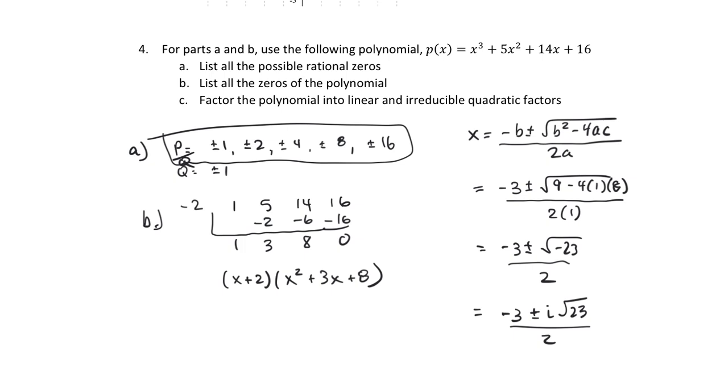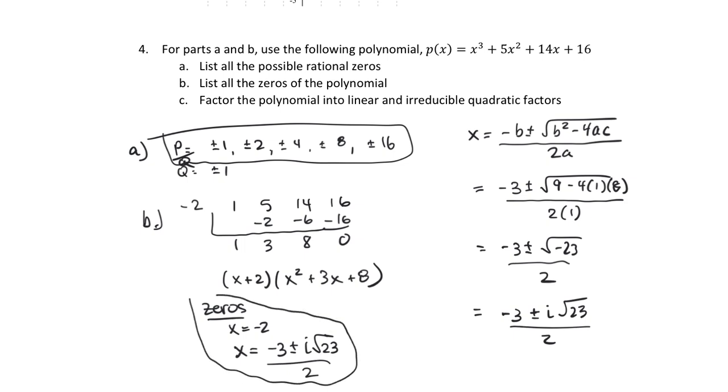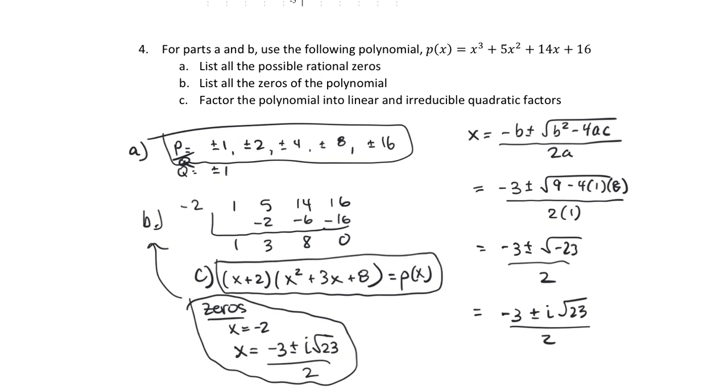So the zeros are x equals negative 2 and x equals negative 3 plus or minus i square root of 23, all over 2. That's the answer to part B. Part C is our polynomial here in factored form. This says into linear, which is x plus 2 is linear, and then the irreducible quadratic would be this irreducible quadratic.